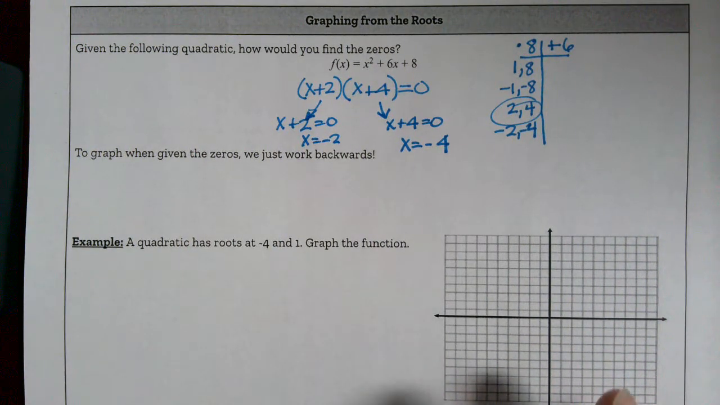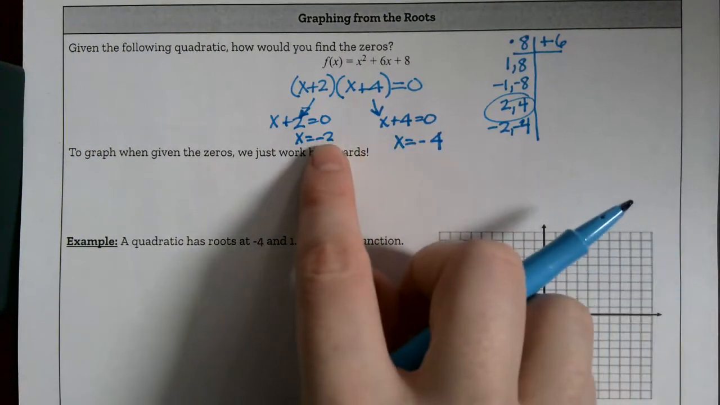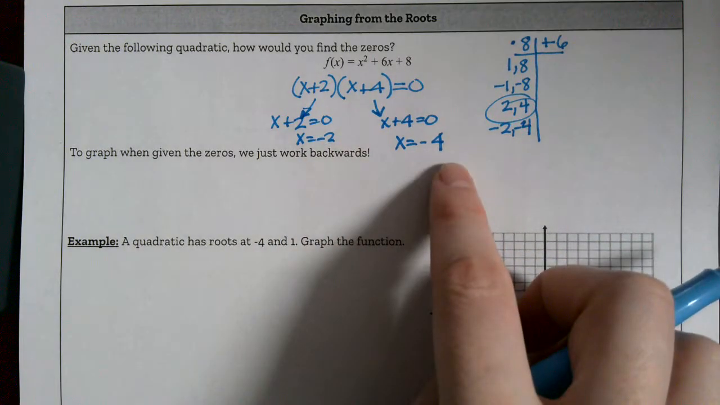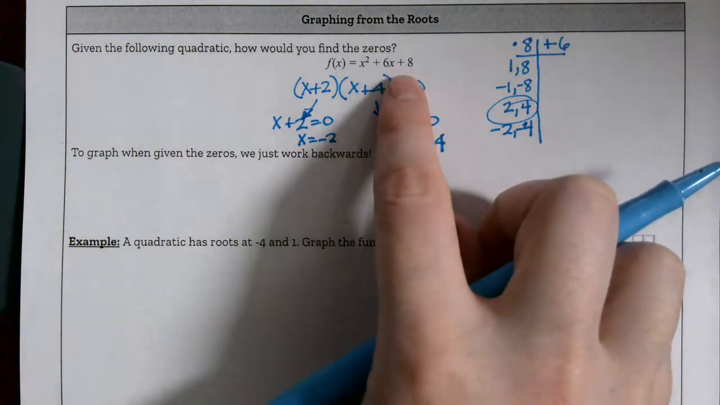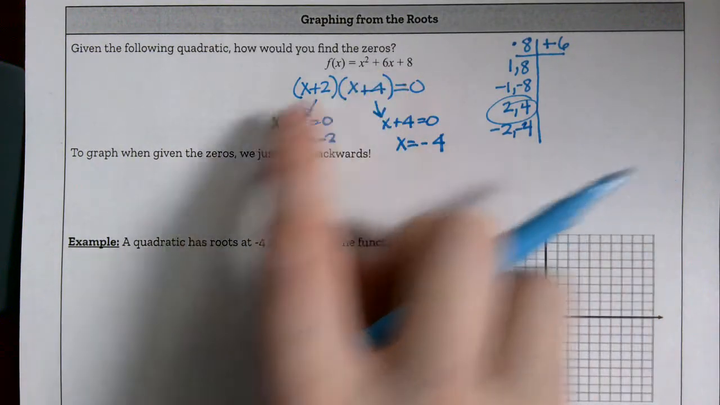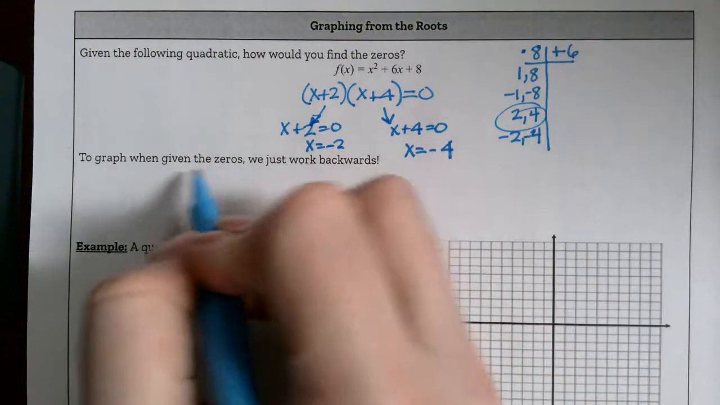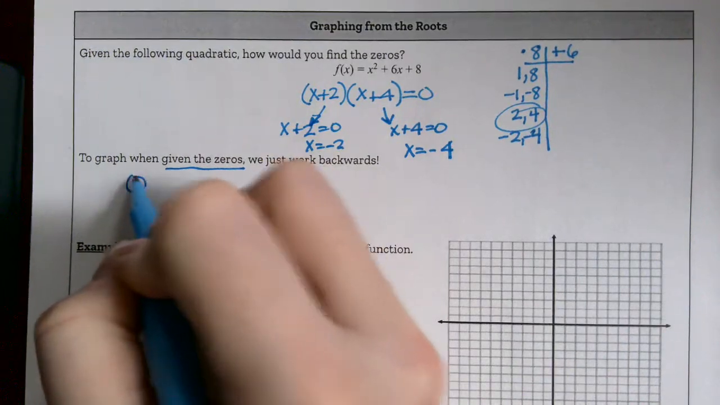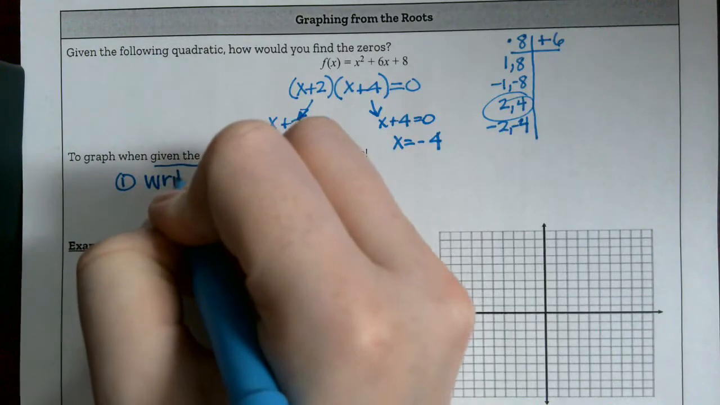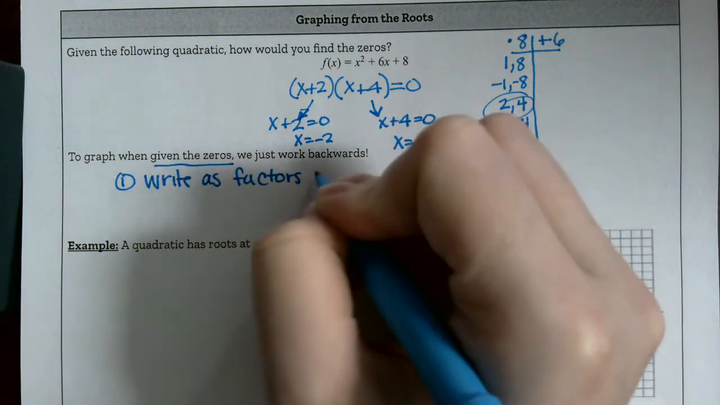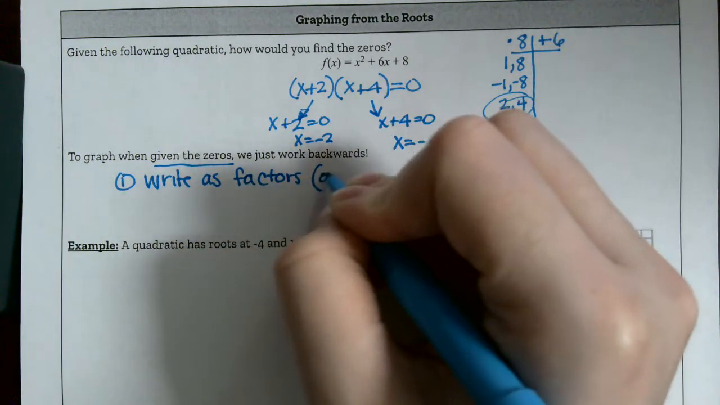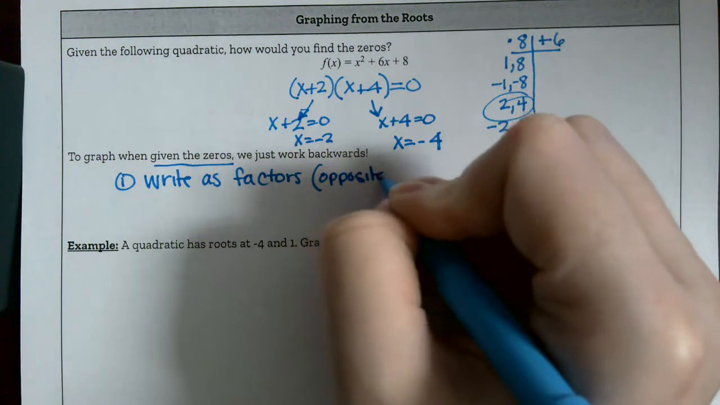So this type of graphing basically starts here, and it says, okay, your x-intercepts are -2 and -4. Now, how do you get back to your equation, and then how do we graph that? So to do this, we just work backwards. So we have 3 steps. Step 1 is to write our zeros as factors. And remember that your factors have the opposite sign of your zeros.